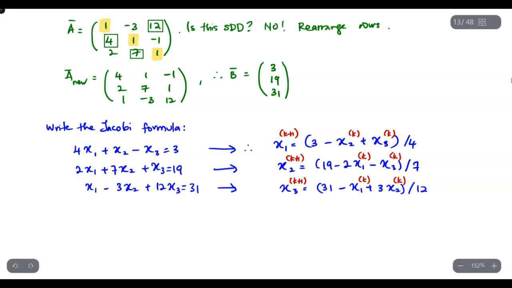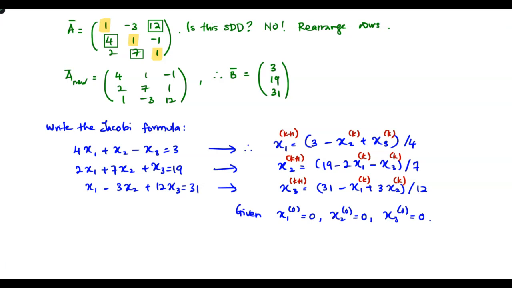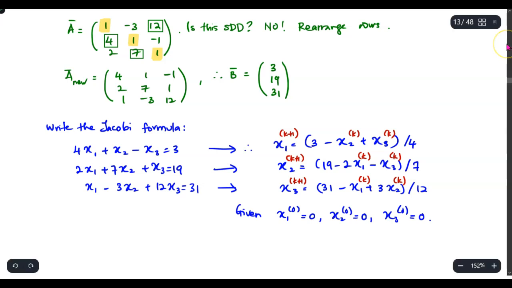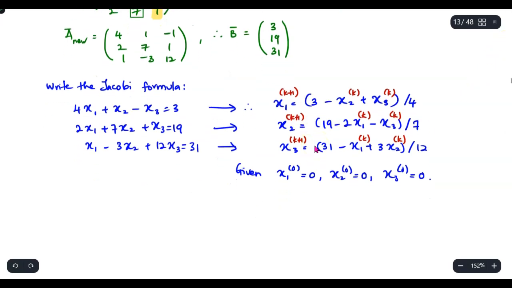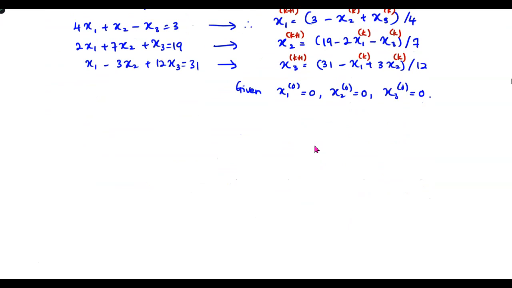Given by the problem, the initial value, the starting point at k equal to 0: x1, 0 is 0, x2, 0 is also 0, x3, 0 is also 0. It depends on the problem, so you just follow the value that is given to you. Next, I'll show you one manual calculation, and after that we will use the calculator.